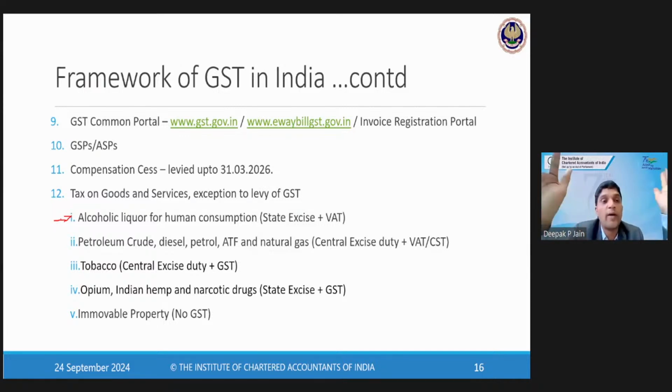On tobacco, central excise duty and GST both are levied. On opium, Indian hemp and narcotic drugs, what is levied? State excise and GST. And then on immovable property, there is no GST.